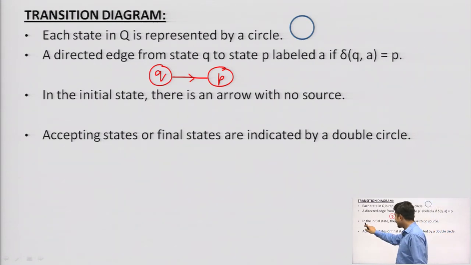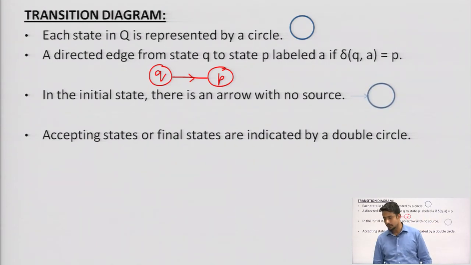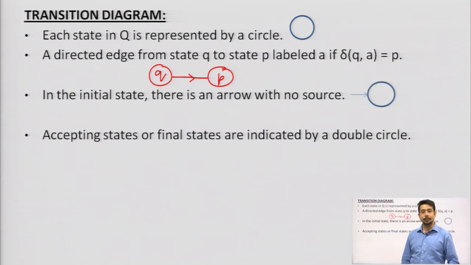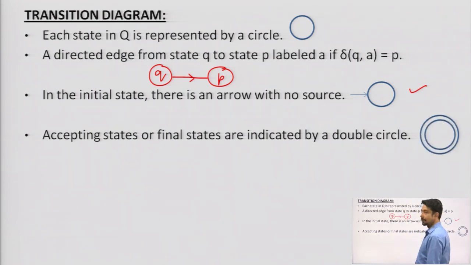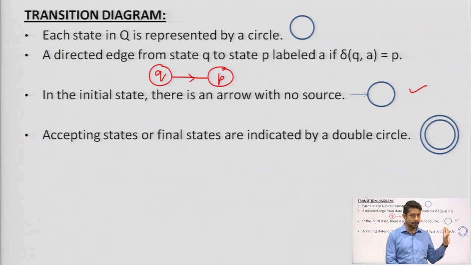Next comes the initial state, where there is an arrow with no source. This representation will show you how the initial state can be represented, clear? So, this is the initial state. The final state is indicated like this, clear? So, this is all about the simple representations of a transition diagram. With the help of these representations, we will try to construct the DFA or NFA, okay.